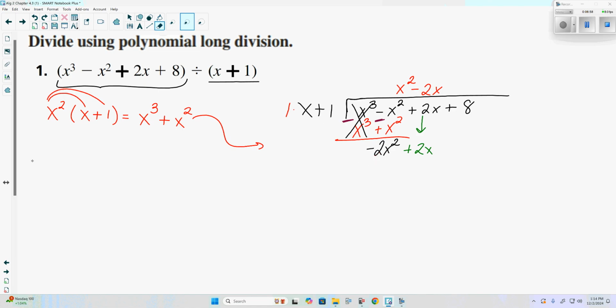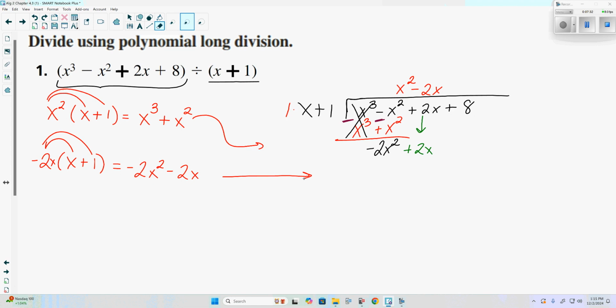So we're going to say negative 2 times x plus 1. Negative 2x, not negative 2. Negative 2x. Because now we're going to distribute the negative 2x. Negative 2x times x. We still have the negative 2. But our x times x is x squared. That does match up with our first term because, again, we want them to be the same. Negative 2x times 1 is going to be negative 2x.